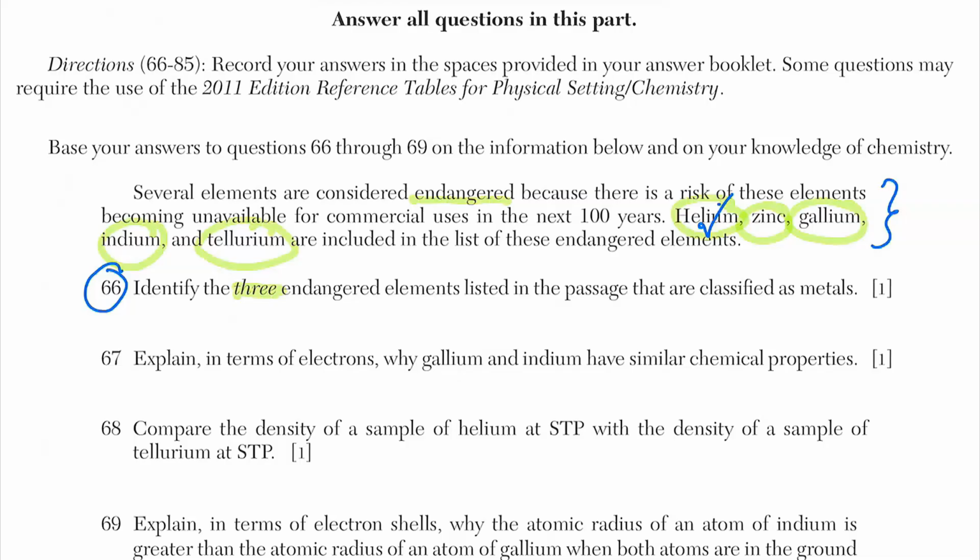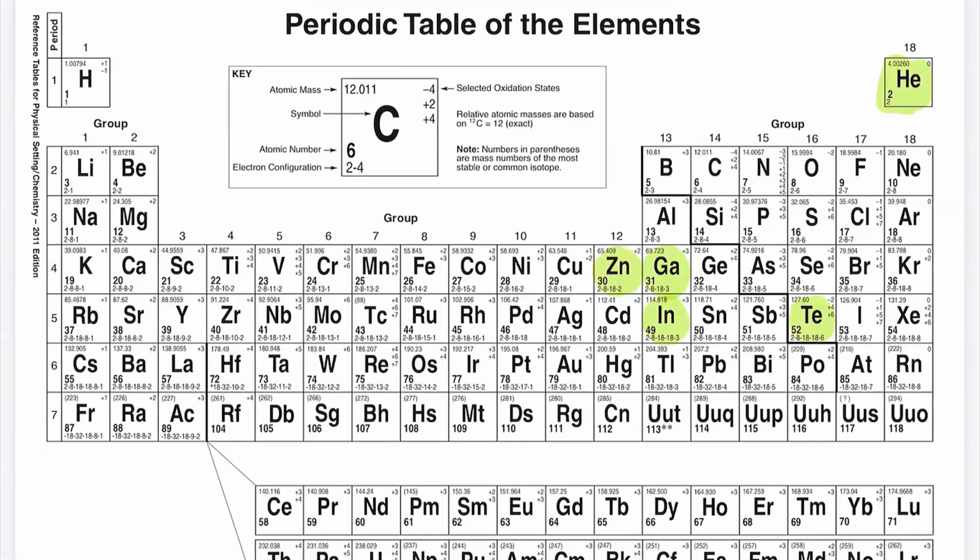So you may see yourself, oh my gosh, I don't know where these are. So we're going to have to go to the periodic table to see where they are. If you forgot helium was up to the right and a noble gas, okay. But zinc, gallium, indium, tellurium. So 3 of them are metals, or at least there's at least 3 there, hopefully. Okay, so let's go to the periodic table. These are the elements that were given to us: helium, tellurium, indium, gallium, and zinc.